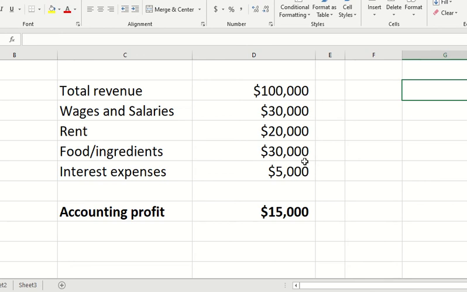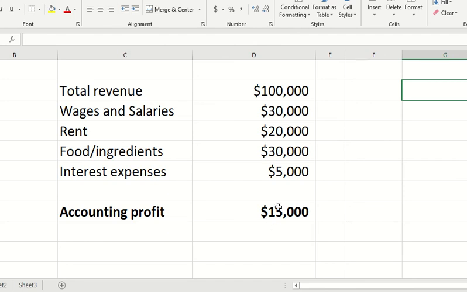So total revenue minus all these costs. These are what we call explicit costs, because you can actually see the outlay. You actually pay out of pocket. So these are some of the examples of explicit cost. Total revenue minus all these costs will give us the accounting profit.